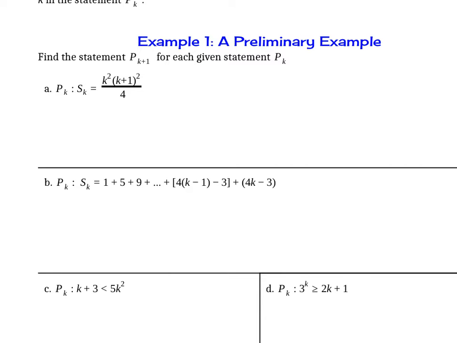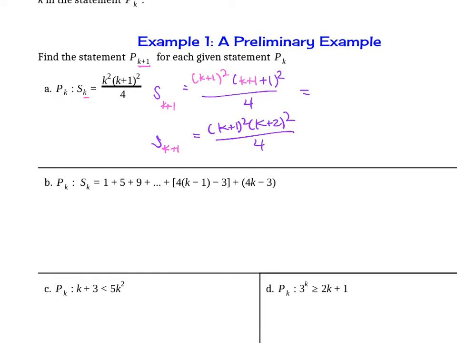So what we're going to do is substitute k plus 1 for every one of the k's that we see. So here, S sub k plus 1 is going to equal (k plus 1) squared times (k plus 1 plus 1) squared, all over 4. Now let's simplify it just a little bit. So this is S of k plus 1, which is going to be (k plus 1) squared times (k plus 2) squared all over 4. So that's all we need to do with that one.